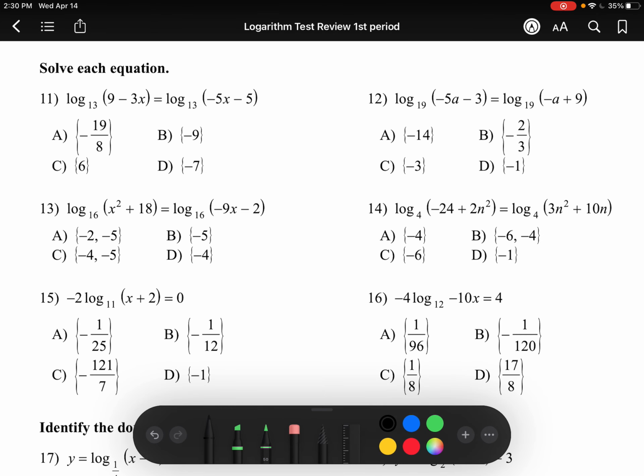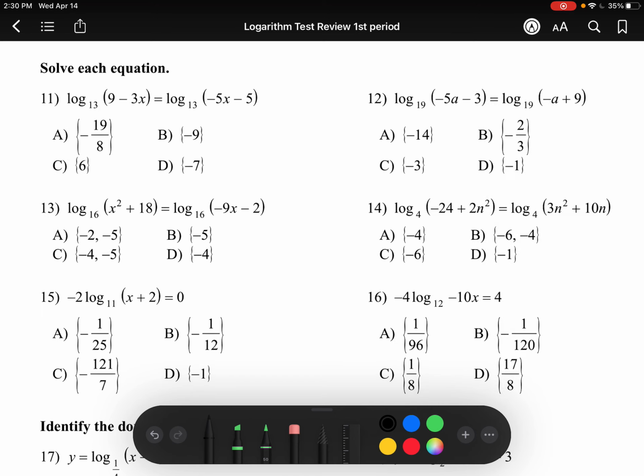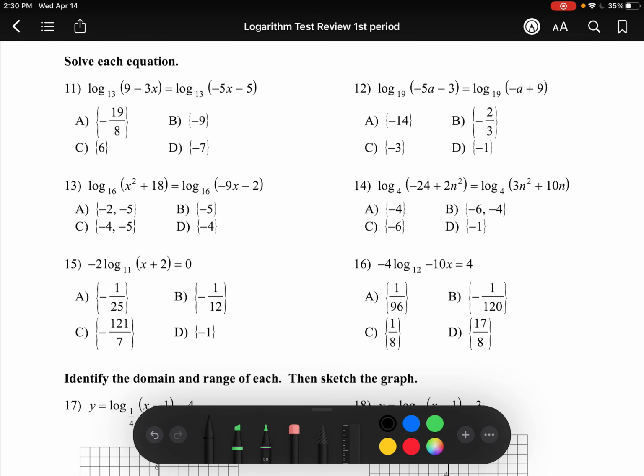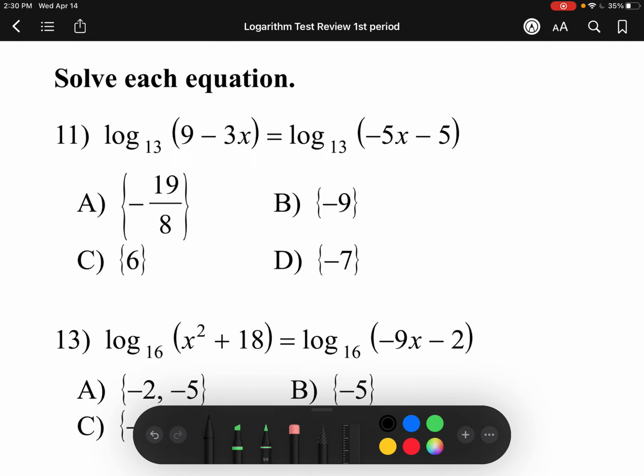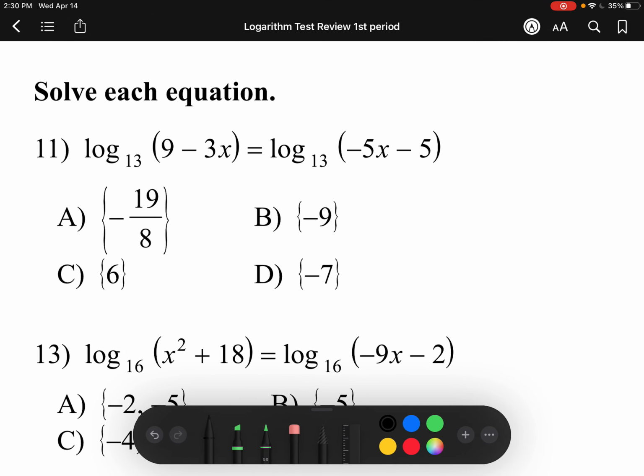Okay, so for numbers 11 through 16, we have logarithmic equations. For the first four, numbers 11 through 14, we have log equals log, and for 15 and 16, we have log equals number. So for log equals log, you need to condense the logarithms first on both sides of the equation. Once you have them both condensed, you can take what's inside of your parentheses, set them equal to each other, and then solve for your variable.